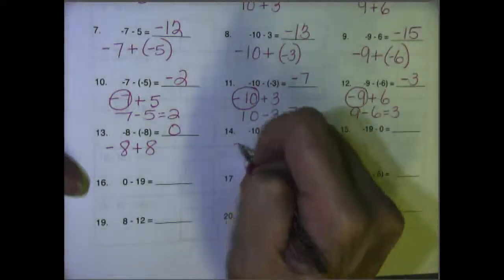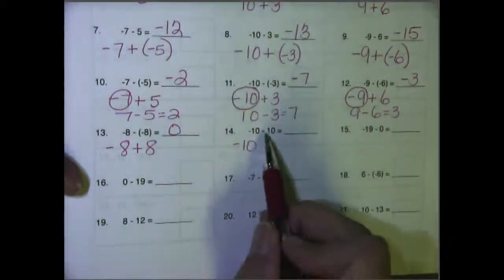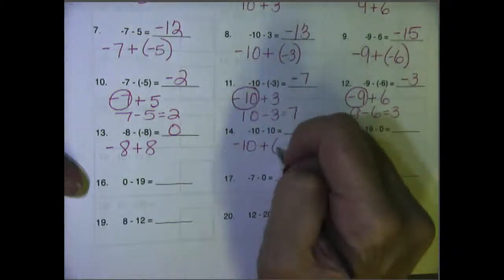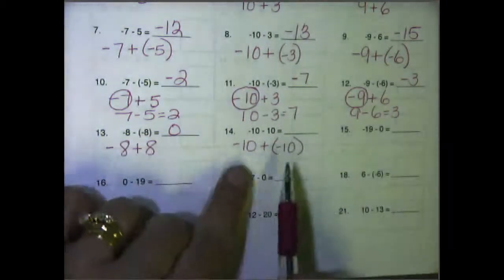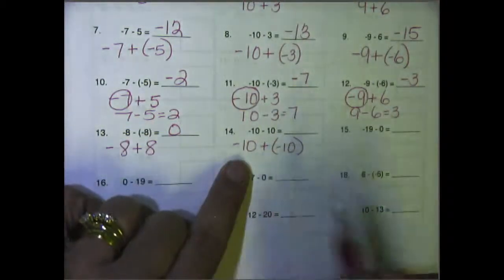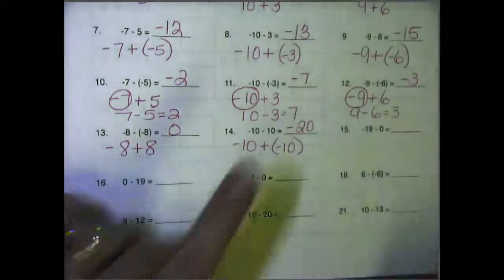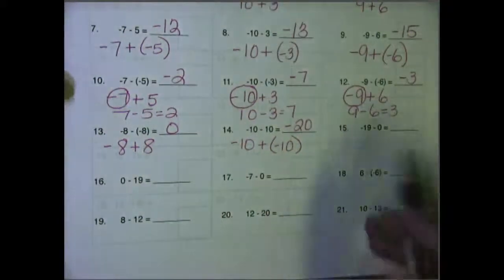14. Negative 10 stays the same. Change the subtraction to addition. Change the 10 to negative 10. Now we're adding same signs. We're both negative, so we know our answer will be negative. 10 plus 10 is 20, so negative 20.